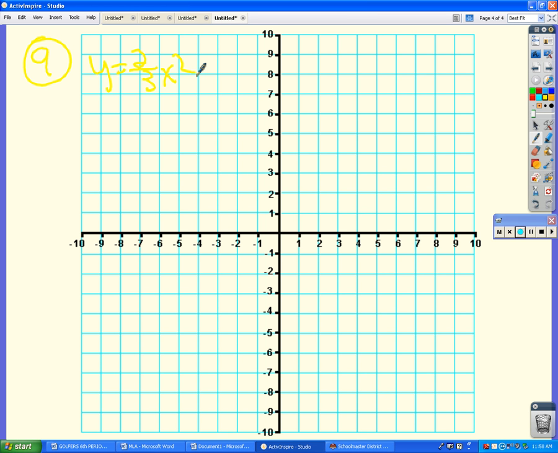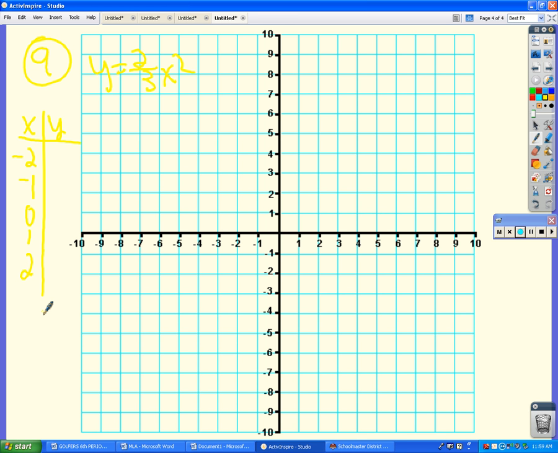Okay, number 9. y equals 2/3 x squared. Okay, now we can do this if we wanted to. We can try and do the -b over 2a thing and find the vertex and all that. But bad things happen because there's no b and there's no c. So this one, probably the easiest thing to do is just pick some x's, plug them in, and figure out what the y's are.